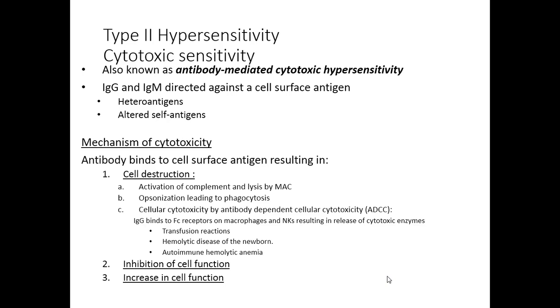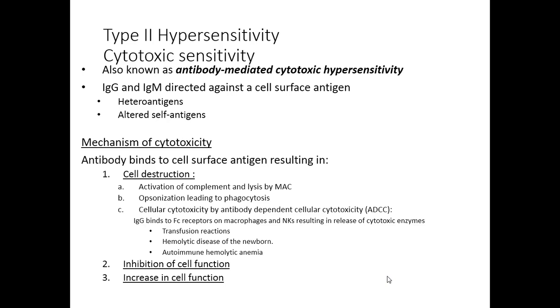Oh, we're finally moving on to type 2 hypersensitivity reactions. Type 2 hypersensitivity is also known as cytotoxic hypersensitivity. These can also be called antibody-mediated cytotoxic hypersensitivity, which is a mouthful.